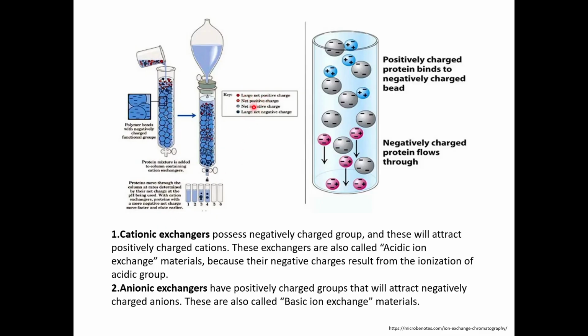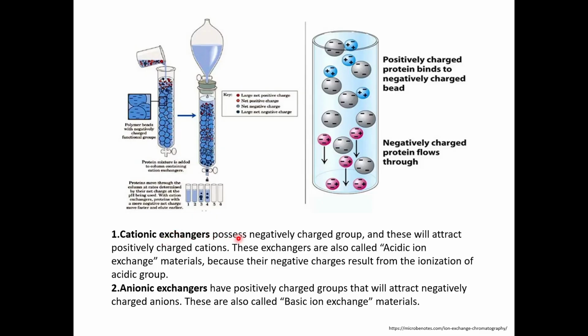So you can see the different mixture here, like large net positive, net negative, large net negative. This mixture contains all of it, so it's separating based on the charge. Your positively charged proteins bind to the negatively charged beads, while your negatively charged proteins just flow through because they do not bind to the negatively charged beads. So you also have cationic exchangers and anionic exchangers.